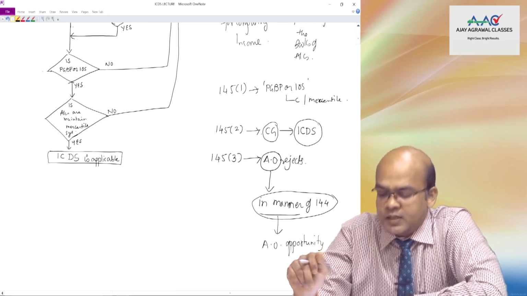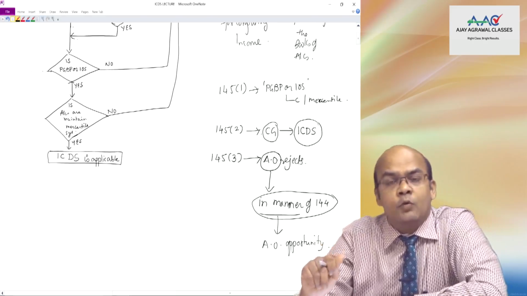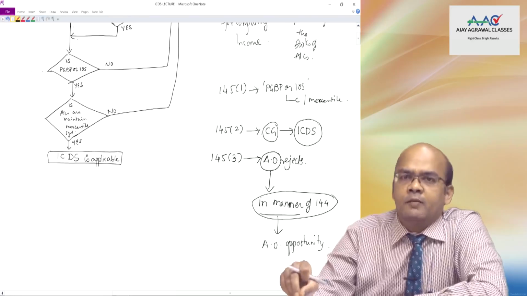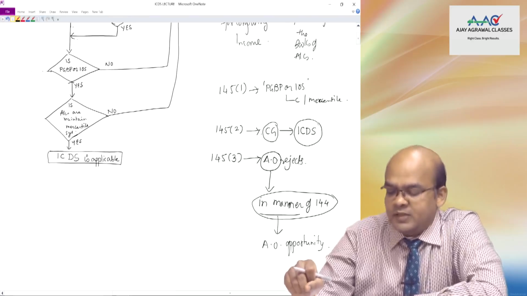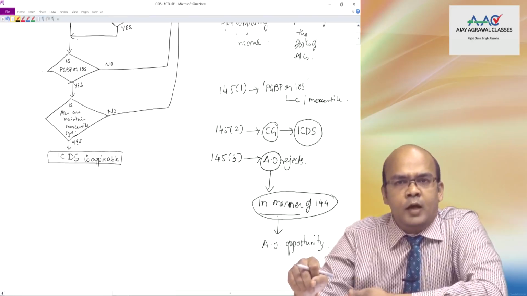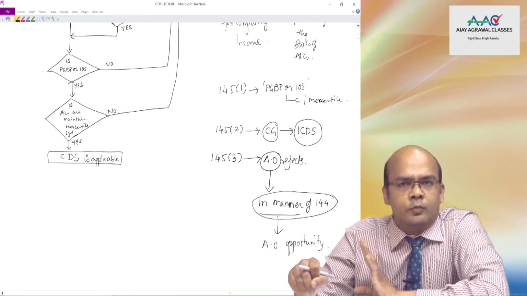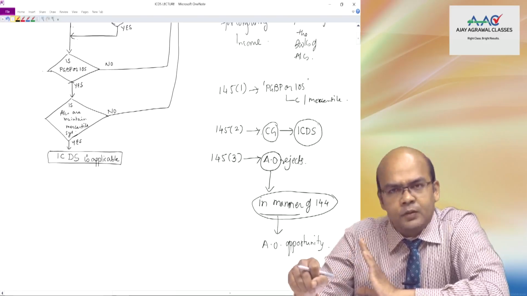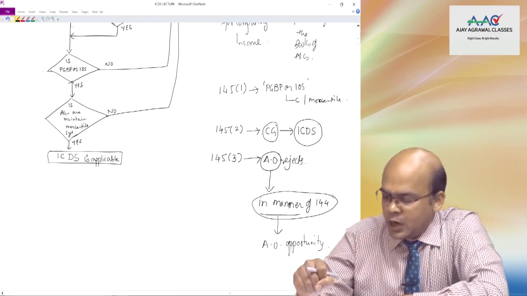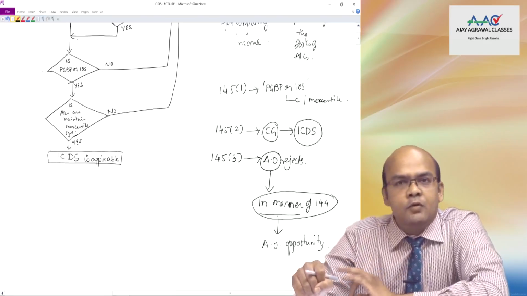Fine. So what is the consequence if I am required to comply with ICDS but I have not done? If I don't comply with ICDS, AO may reject my books of accounts and he may do the assessment based on his own estimation. Fine. He will not rely then. So ICDS, if you are required, then what you have to do, आपको compulsorily you have to follow it.